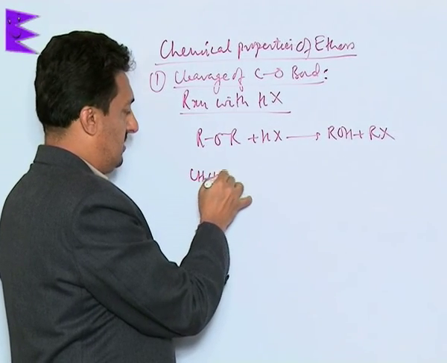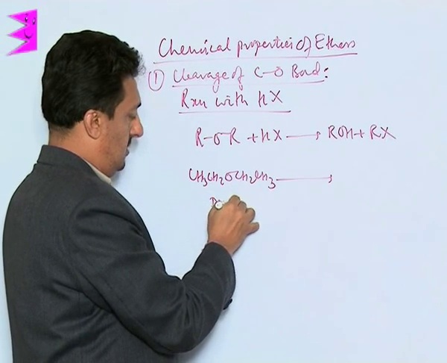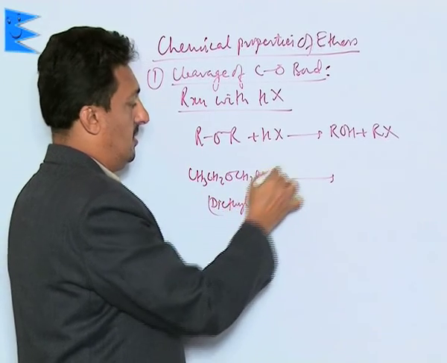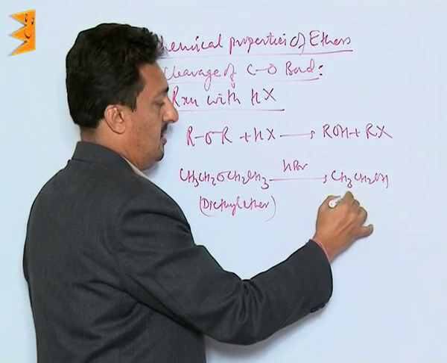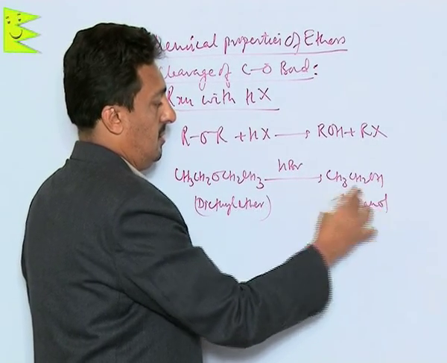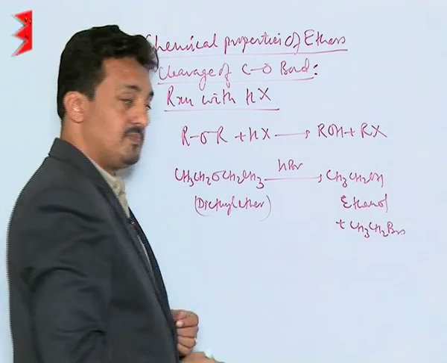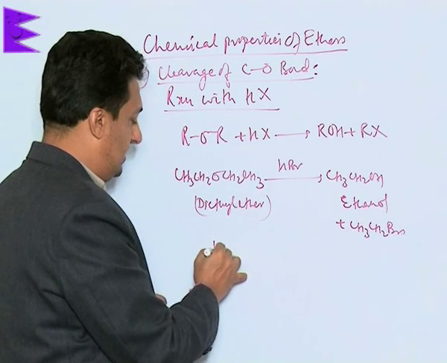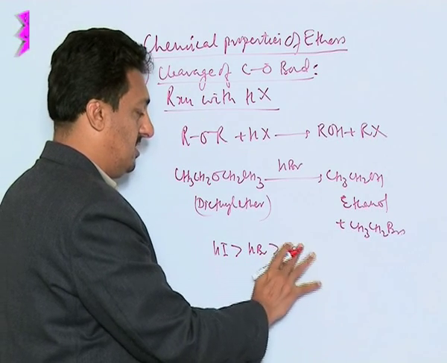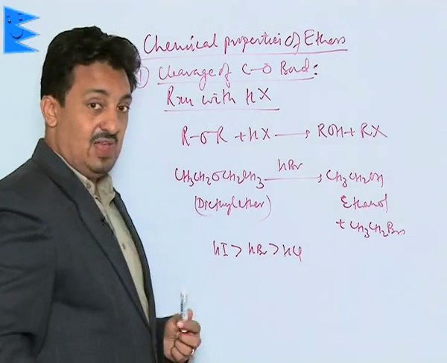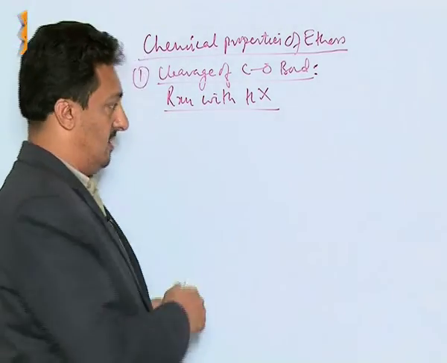Like if we have diethyl ether reacted with HBr, we will get ethanol and we will get what? Ethyl bromide. The halogen acids will react in this order because their reactivity is in this order. But let us see what happens in case of unsymmetrical ethers.